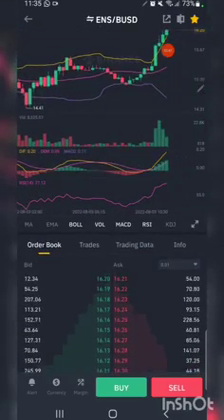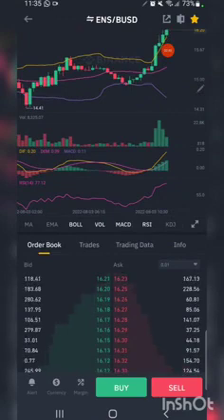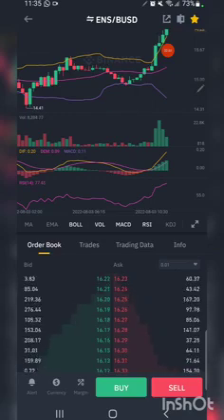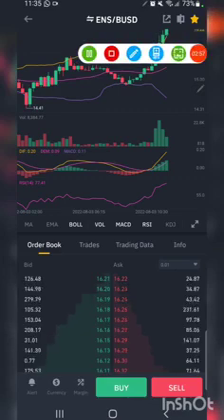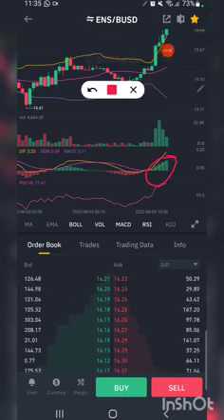Then the histogram. The signal line identifies the changes in the price. The histogram represents the difference between the MACD and the signal line. So this is the histogram. It represents the difference between the MACD and the signal line.